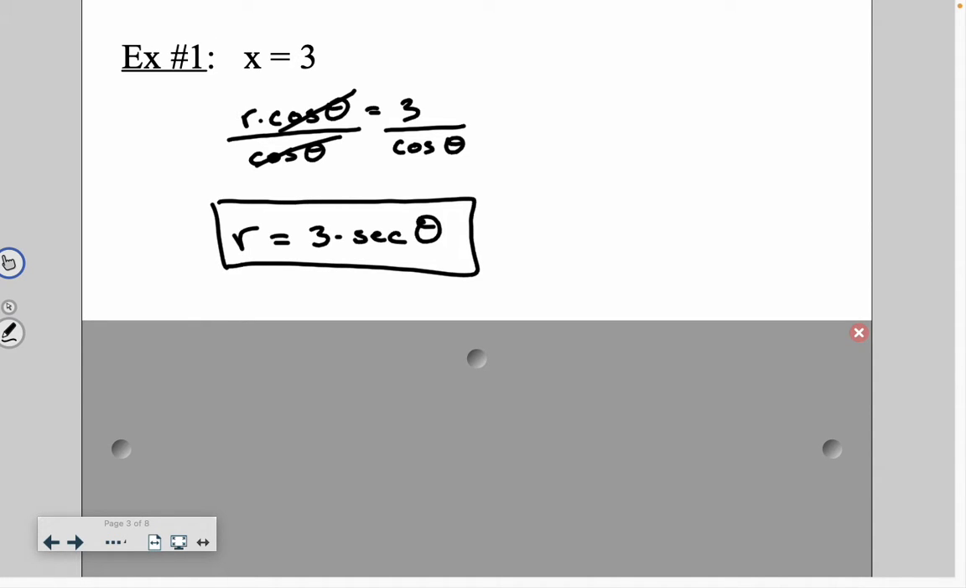Where's the secant of theta coming from? 1 over cosine. This 3 over cosine is really, if I bring that 3 out front, 3 times 1 over the cosine of theta. That's the same thing. 1 over cosine is secant. And here's the exact same equation as x equals 3, but in polar form rather than rectangular form. Like I said, main thing, any x's and y's, substitute those out and put in what they're equal to in the polar version. Let me give you another one.